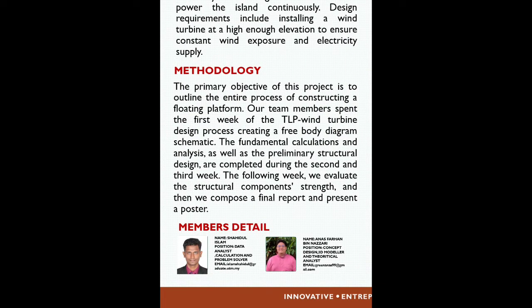For the methodology, the major purpose of this undertaking is to provide an in-depth analysis of the steps involved in the assembly of a floating platform. During the first week of the TLP wind turbine design process, the members of our team were tasked with the creation of a free body diagram schematic. The primary calculation and analysis, in addition to the preliminary design of the structural components, are finished during the second and third weeks of this project. The next week, we conduct a strength assessment of the various structural components, after which we write up a final report and display a poster.